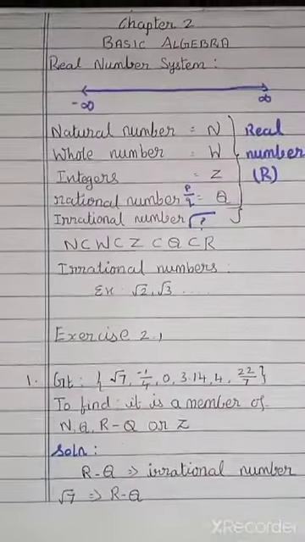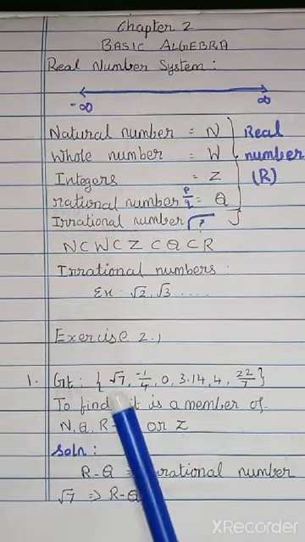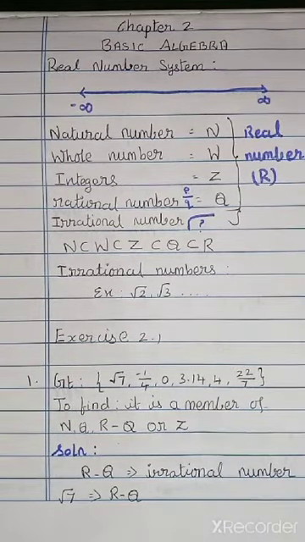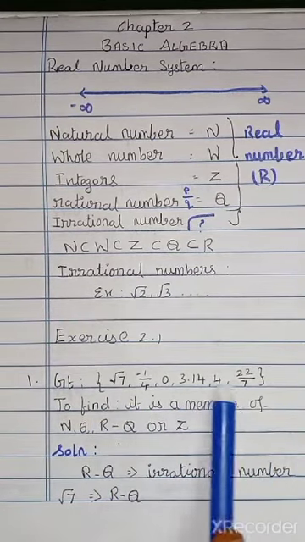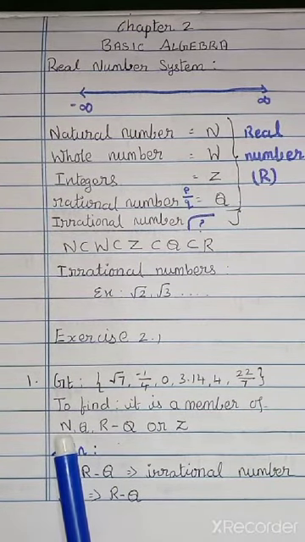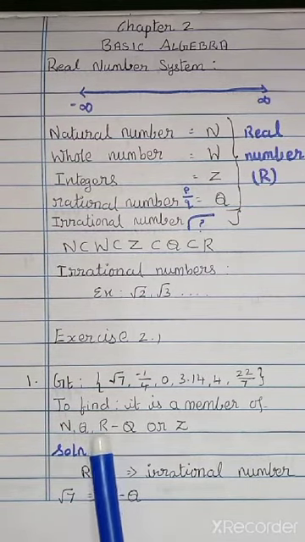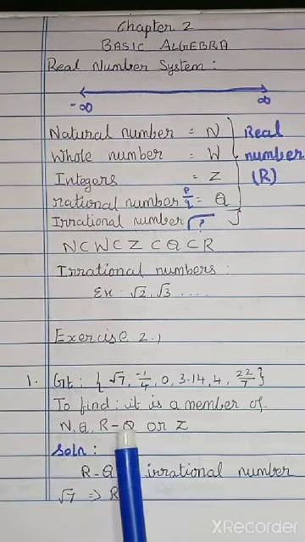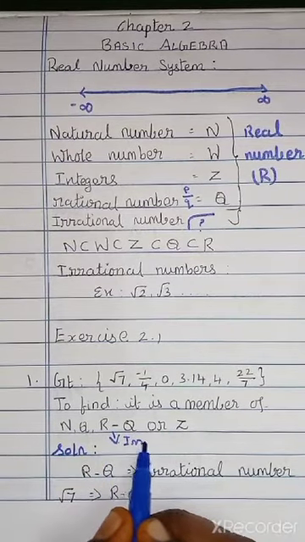Okay, take your first exercise. Exercise 2.1. Your first question, classify each element of root 7, minus 1 by 4, 0, 3.14, 4 and 22 by 7. There are many numbers given. We are going to find whether these numbers are a member of either N or Q. Q means rational number. R minus Q. So we are going to take R, that is the real numbers, and subtract the rational numbers. What we are getting is your irrational number. So this one is your irrational number.